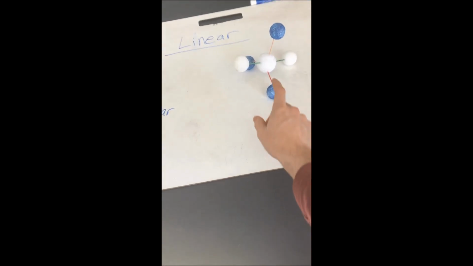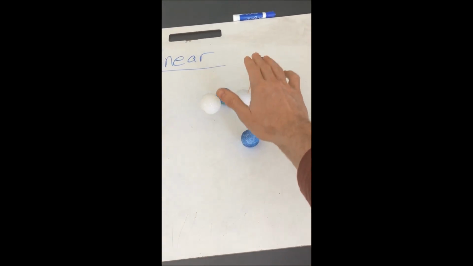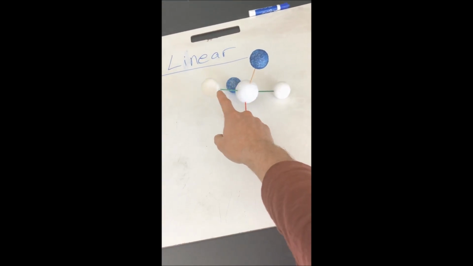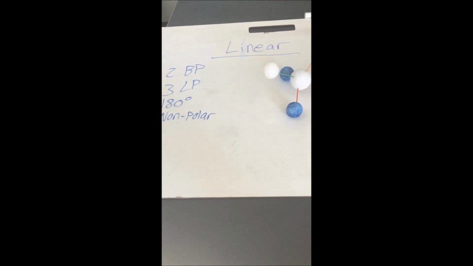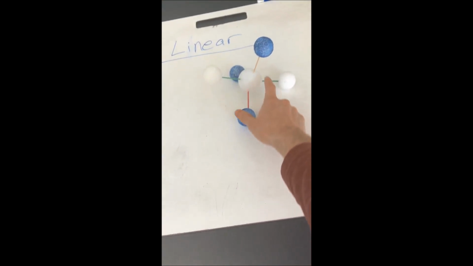Alright, this is the linear model. It has 2 bonded pairs, which are located right here and here. And then it has 3 lone pairs, which are the 3 blue ones shown right here. It's 180 degrees because the 2 bonded pairs form a 180 degree angle, or straight line, right in the middle. And it's nonpolar because the negative and positive ends meet in the middle of this diagram here.